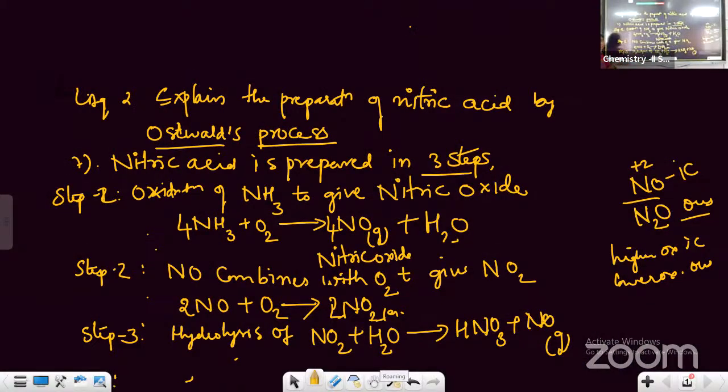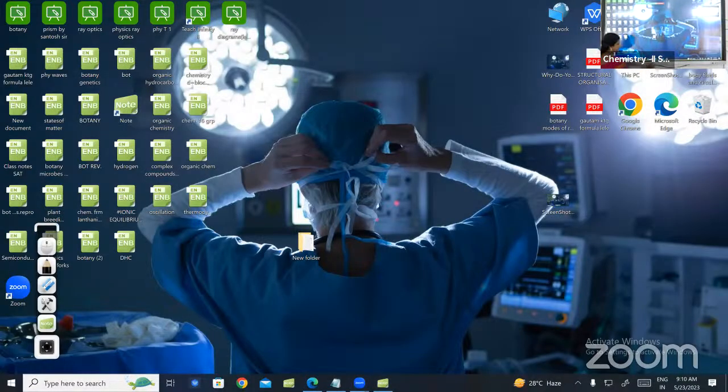Okay students, copy this. The nitric acid which you are going to get is not 100% pure. So in order to get pure nitric acid, you have to do the distillation. So distillation of HNO3 will give 68% HNO3.